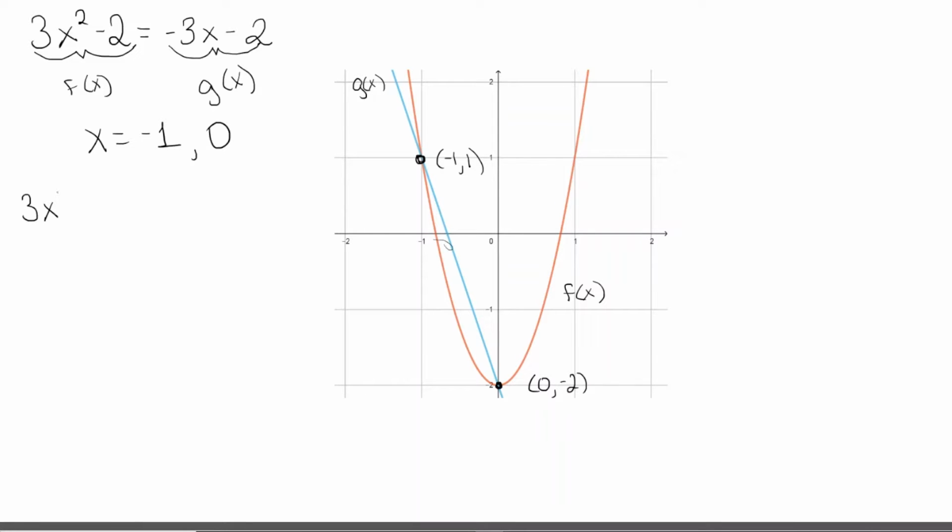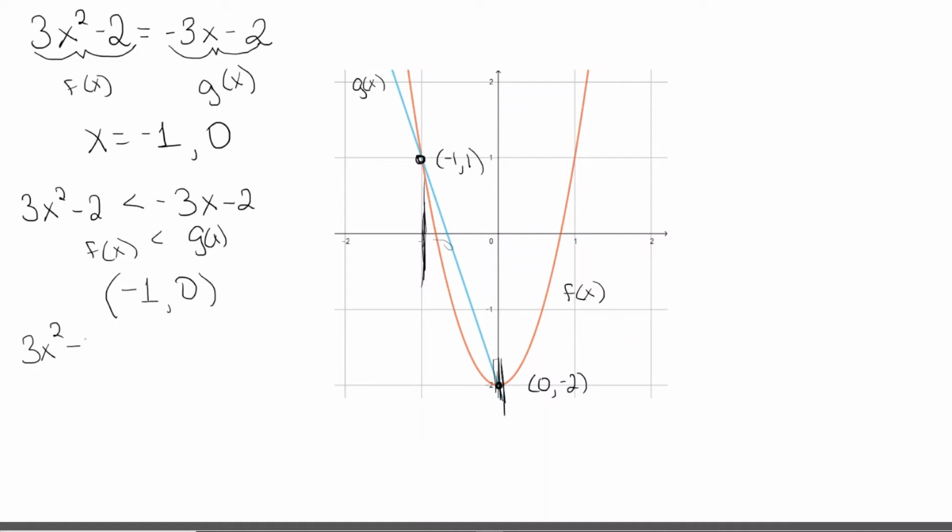If we wanted to ask a question like 3x squared minus 2 is less than negative 3x minus 2, I can see that vertically, between the points negative 1 and 0, the blue graph is on top of the orange graph. The graph of the line is vertically higher than the orange curve. So, in that case, we have g of x is greater than f of x between negative 1 and 0. And we write that with open parentheses and closed parentheses since we don't need to include the points x is negative 1 and x is 0.